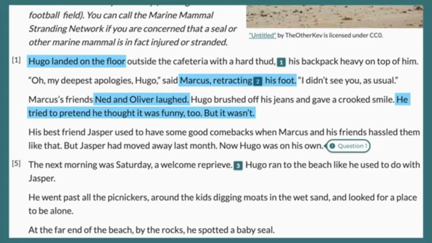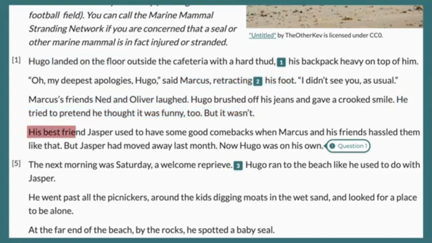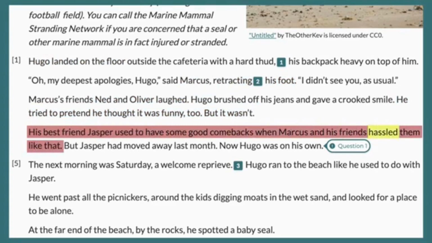To check myself, I'm going to put my new word in the place of the unknown word, hassled. His best friend Jasper used to have some good comebacks when Marcus and his friends bothered them like that. That makes sense. Now I can picture this in my mind. Hugo is being bothered by 3 boys at the beginning of the story as they make him fall down and laugh at him. So, now I know the word hassled must mean bothered.